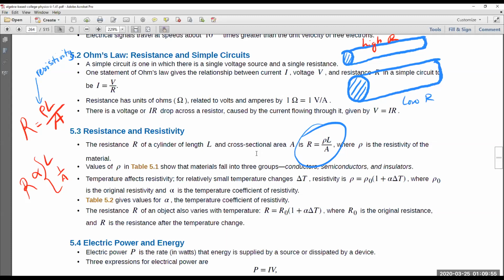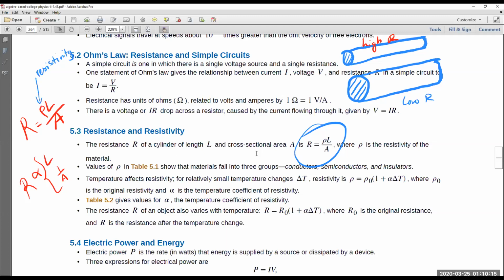What this means is that as the area increases, you have lower resistance. As the area decreases, you have higher resistance. But for the length, as the wire becomes longer, you have more resistance. As the wire becomes shorter, you have less resistance.